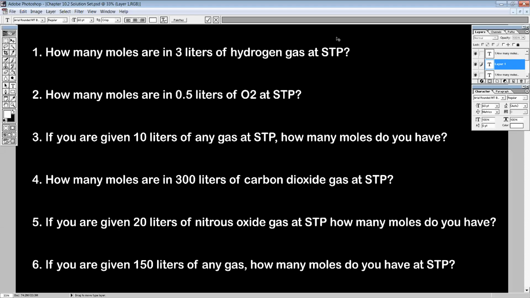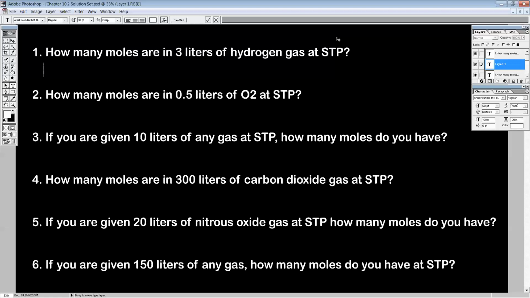Well, good morning, everyone. We are in chapter 10, and we are looking at the problem set for section 10.2. We're looking at the relationships between liters and moles and grams and liters when it has to do with gases at STP. As a reminder, our constant, 1 mole of any gas at STP, is equal to 22.4 liters. So 22.4 liters will be key here in this set. All right, let's dig right in.